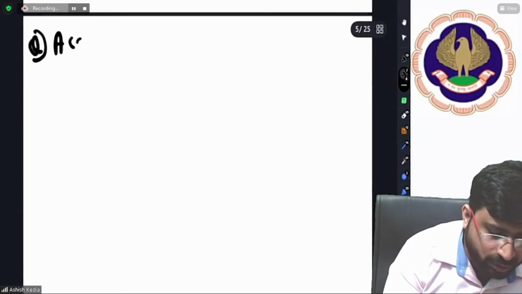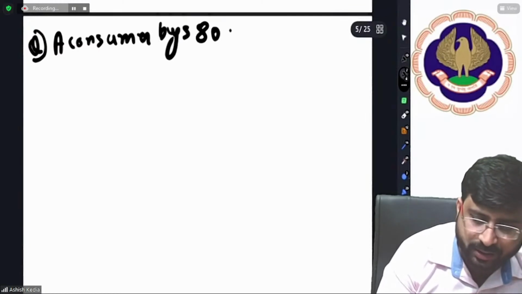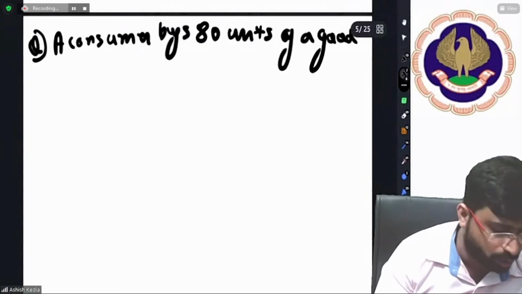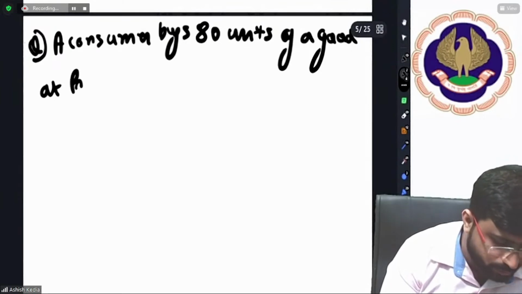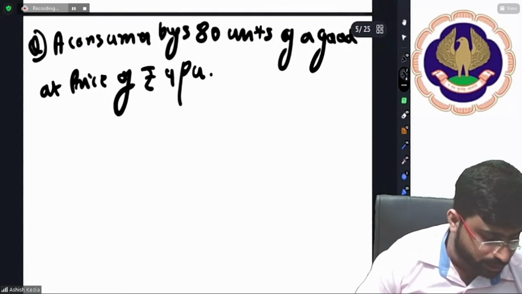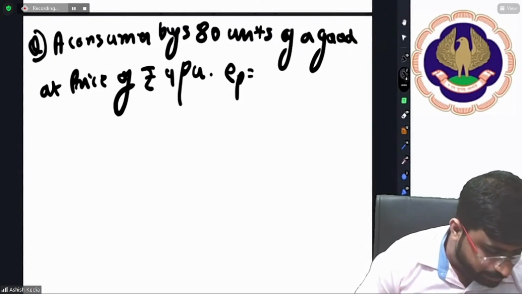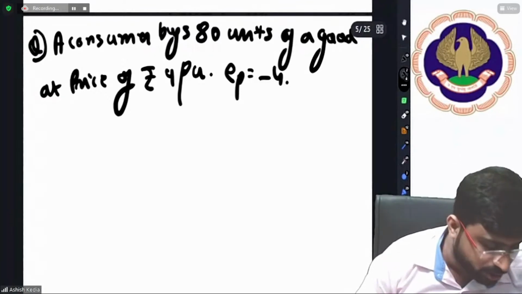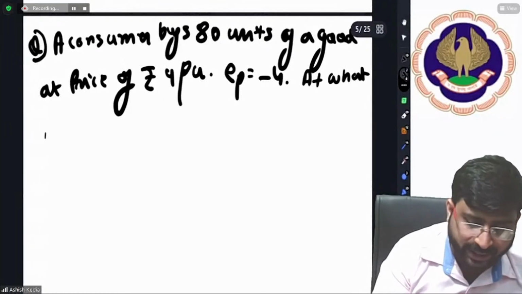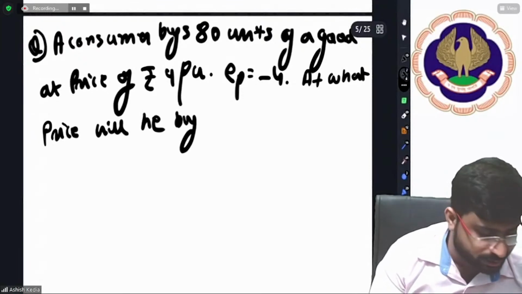See, a consumer buys 80 units of a good at a price of rupees 4 per unit. Now suppose price elasticity is given by them, it is minus 4. At what price will he buy 60 units? They are asking us to find the price now.